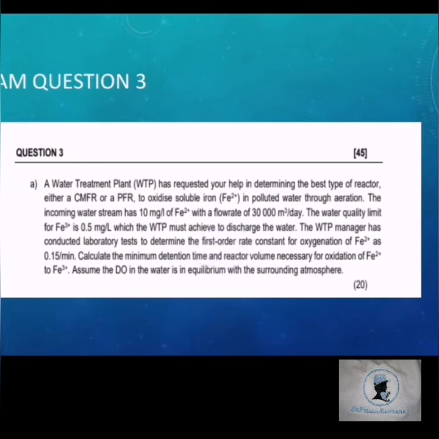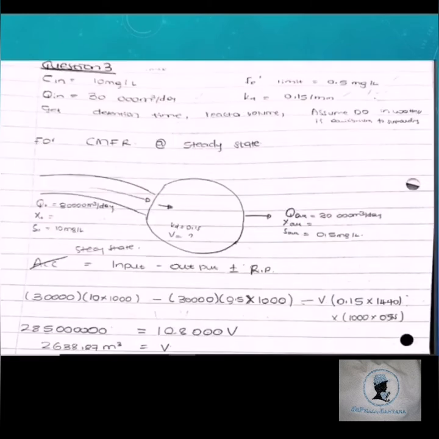So guys, already we know that this is our final concentration that we must arrive at to achieve the discharge of the water. The water treatment plant manager has conducted laboratory tests to determine the first order rate constant for the oxygenation of Fe2+, which is 0.15. Calculate the minimum detention time and the reactor volume necessary to oxidize this. Assume that DO, the dissolved oxygen, is in equilibrium with the surrounding atmosphere.